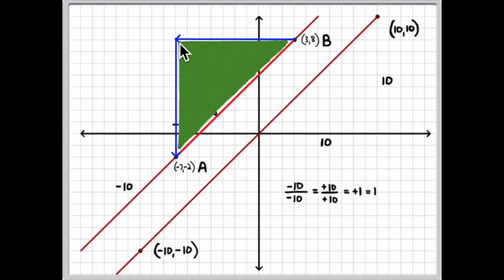So we're at -7 right here. And we're going to slide this over 3 units. We're going to subtract those 3 units.